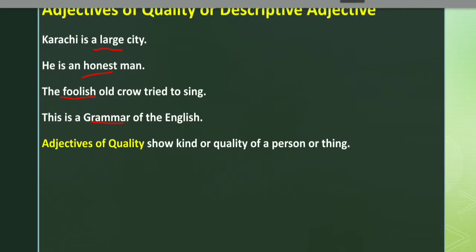So now we can define it. The descriptive adjective or the adjective of quality shows the kind or quality of a person or thing. It shows what? It shows the kind or quality of a person or thing.